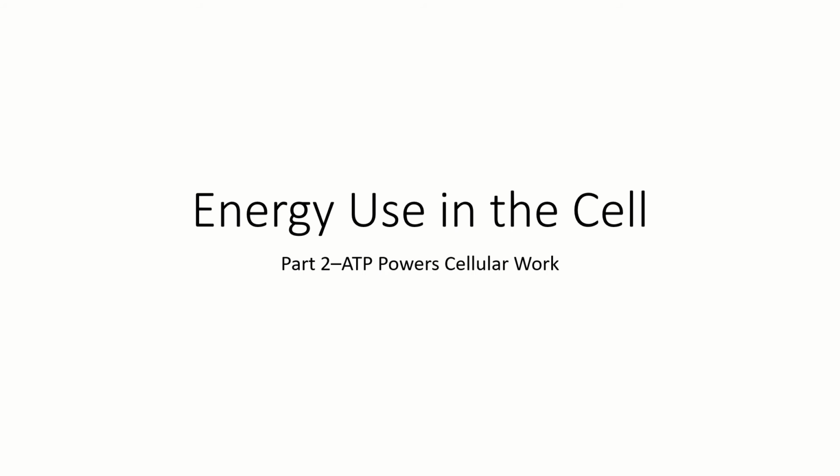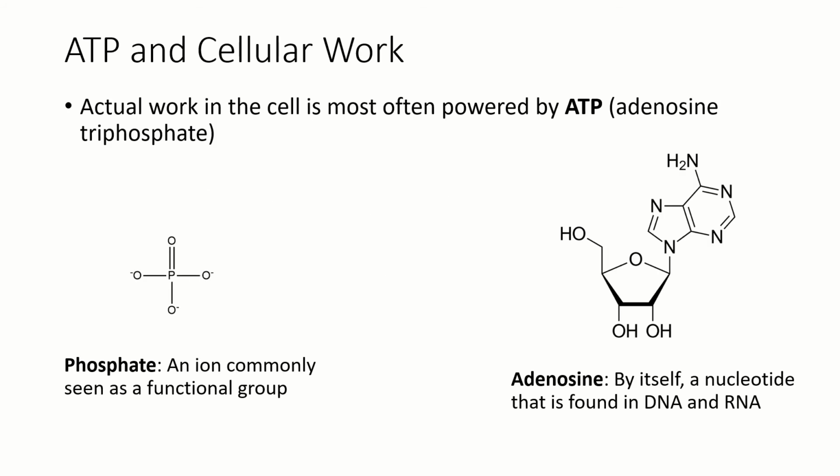Hey, it's Professor Gould again, and in this part of the lecture, we're going to talk about this powerful molecule called ATP. It's a really important thing that cells use to do a lot of work. It is the most common molecule used to power processes inside a cell. So an ATP molecule has four parts.